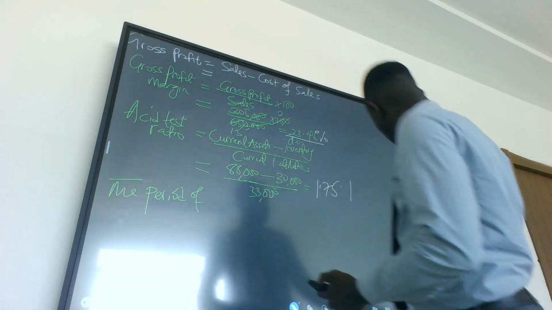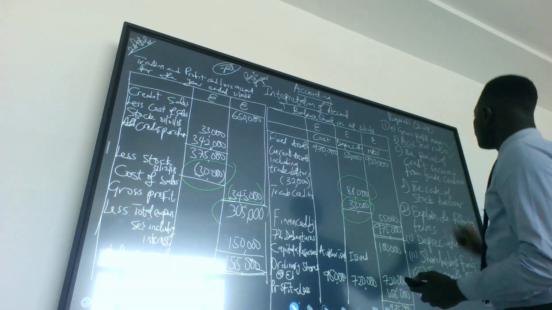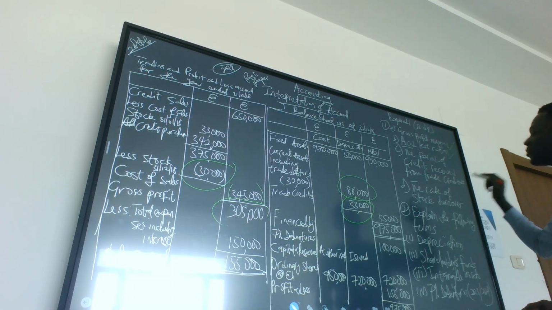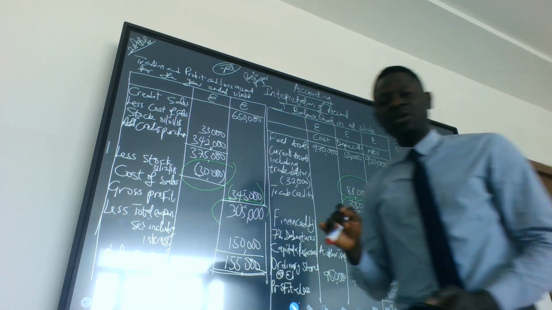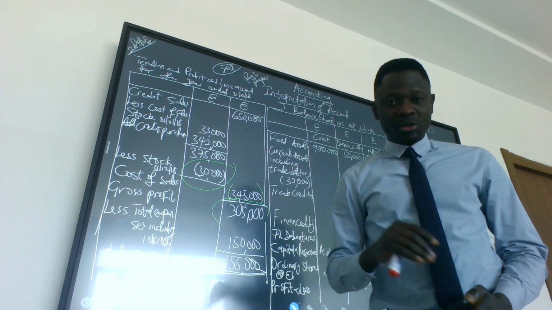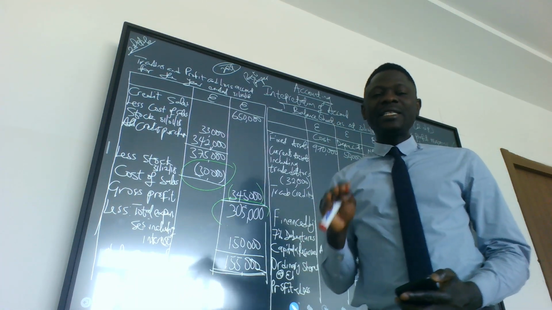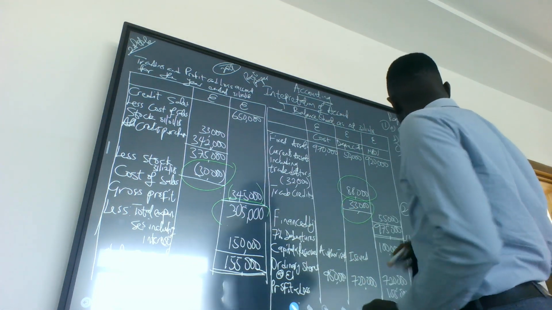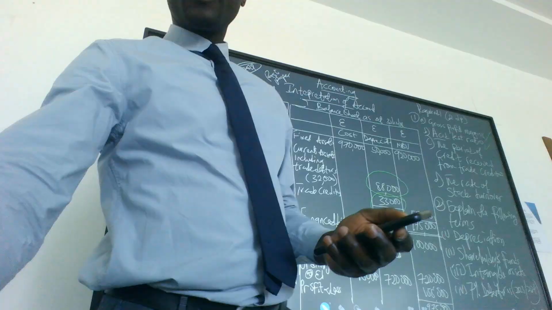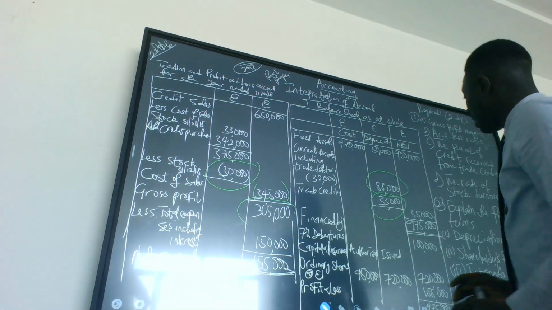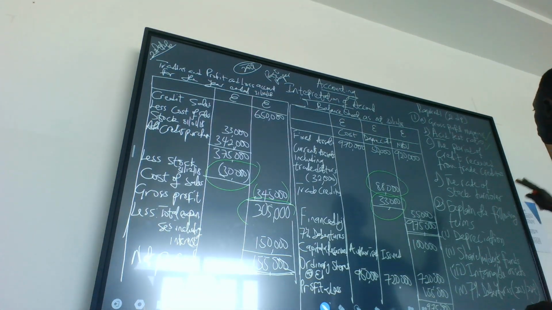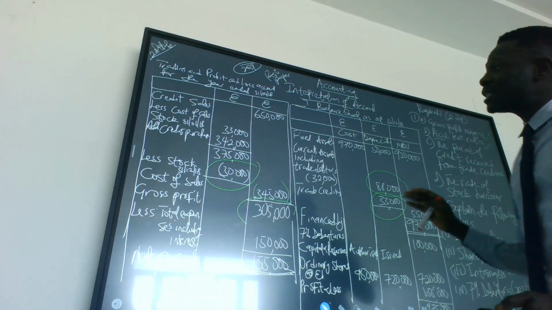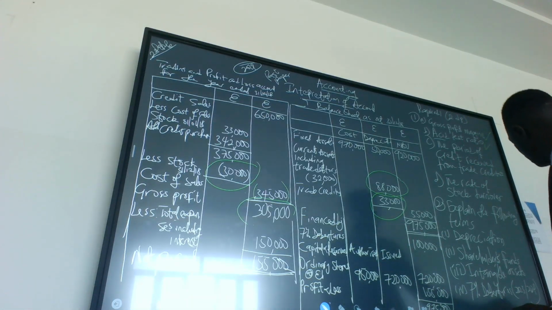Then we move on to the next one. The period of credit received from trade creditors. We need to calculate the period of credit received from trade creditors. To calculate the period of credit, it is creditors divided by credit purchases multiplied by 365.